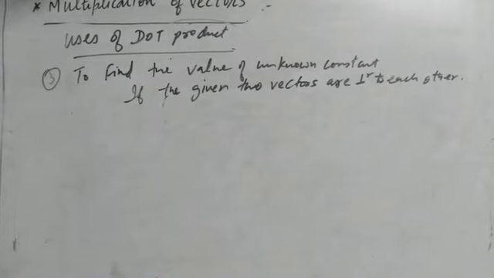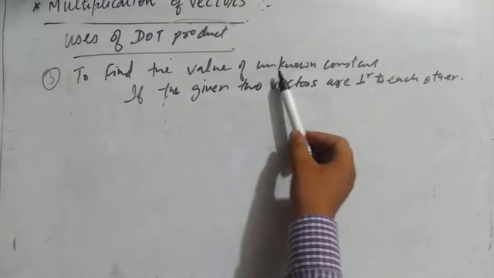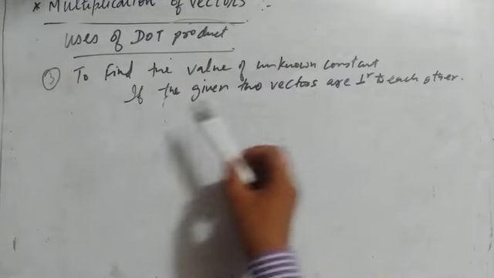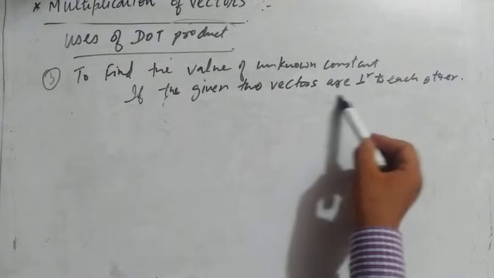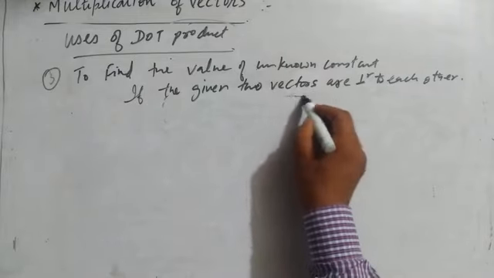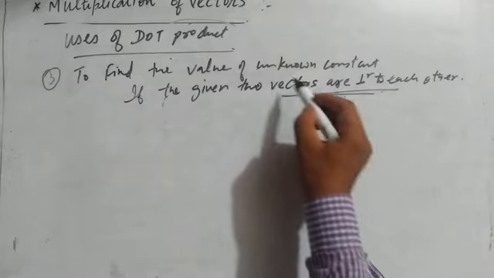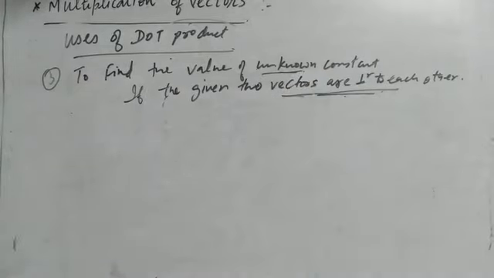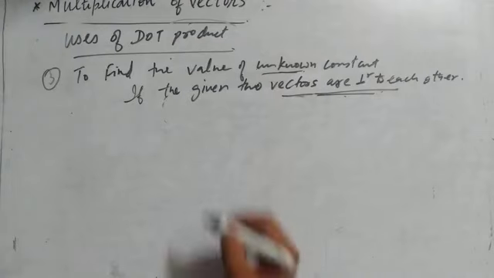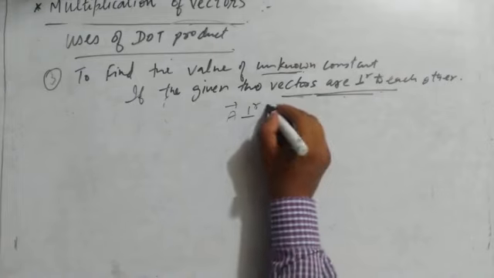Now another use of dot product is to find out the value of an unknown constant if the given two vectors are perpendicular to each other. Now in the question you are given that the two vectors are perpendicular to each other, and we have to find out the value of the unknown constant. You are given A vector perpendicular to B vector.